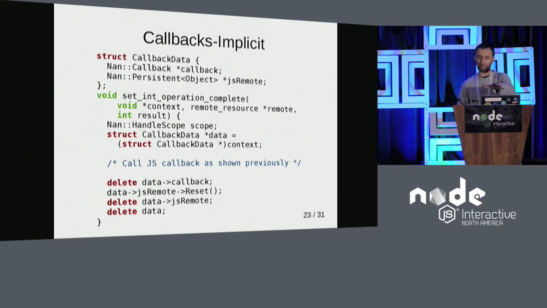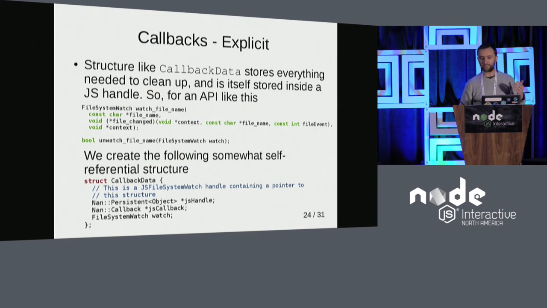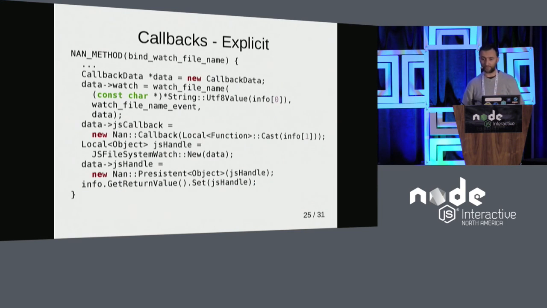So over here, this is the implicit callback. It's very simple. You call it. It doesn't matter what it returns. At the end, you delete, because you know this is never going to happen again. But in the explicit case, you end up with a situation where you have to create this self-referential structure, because you end up passing this structure to the callback right here.